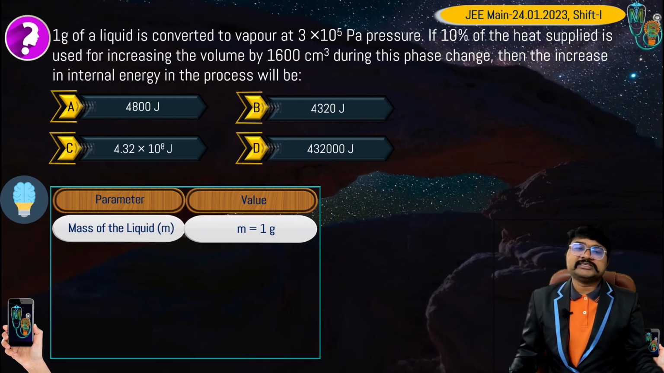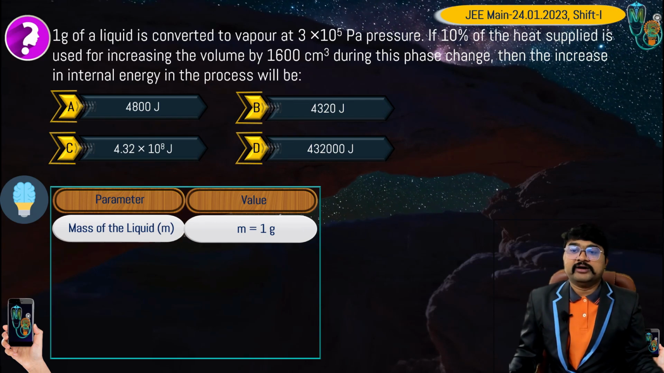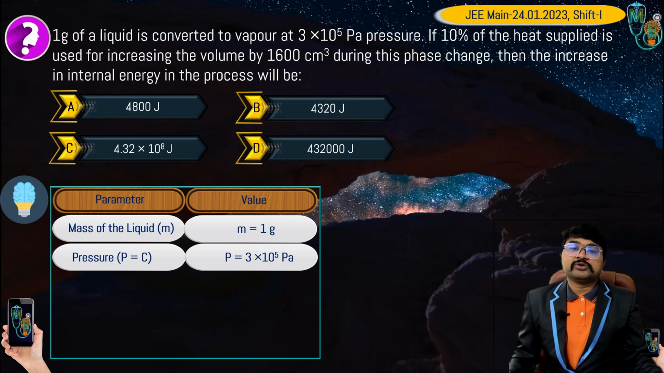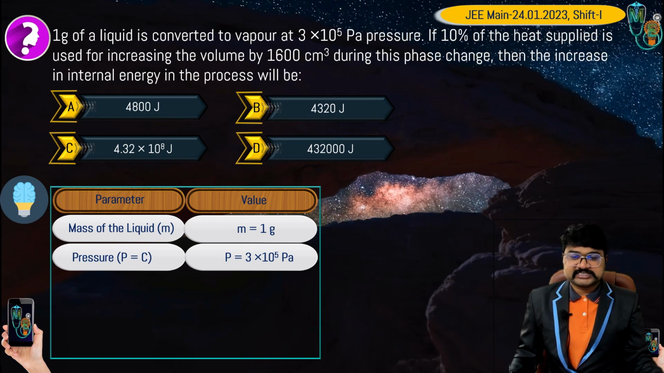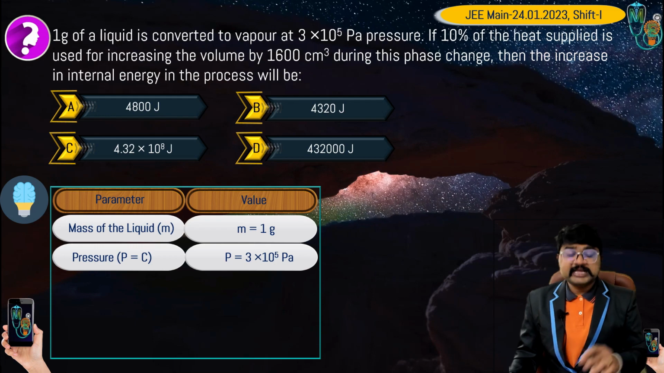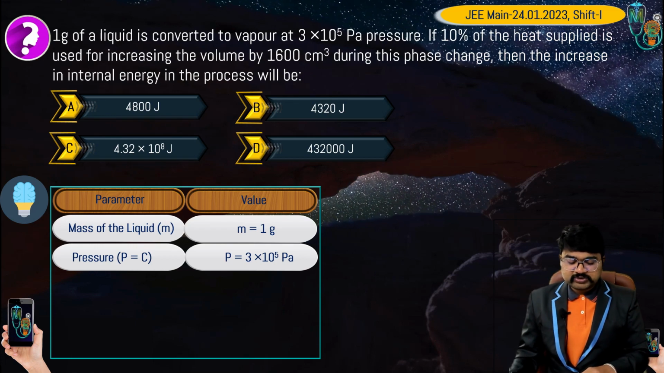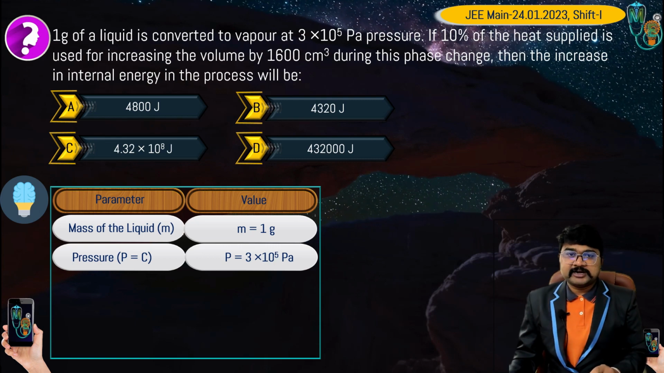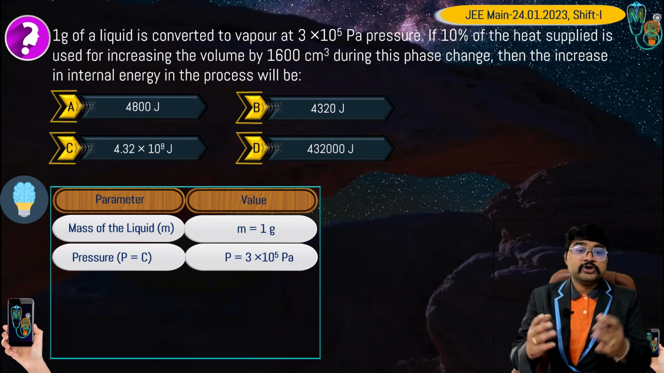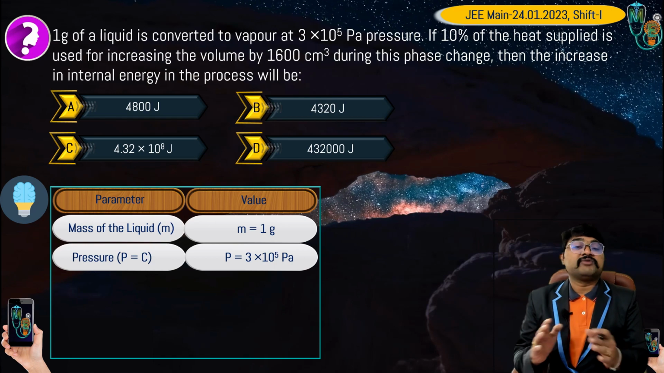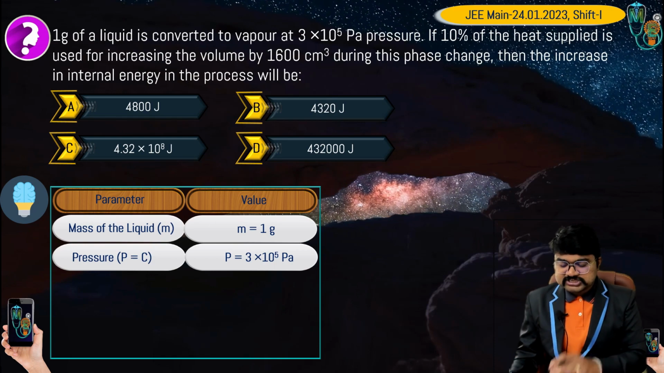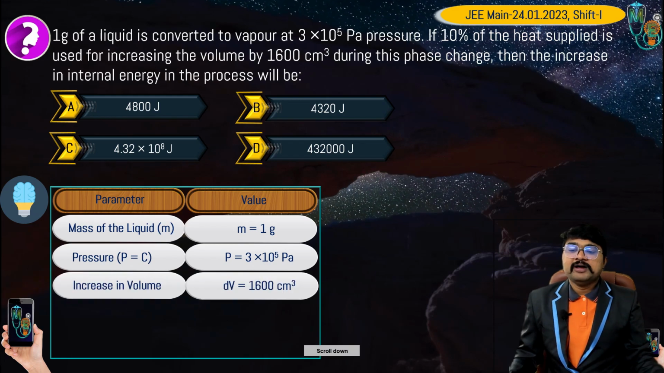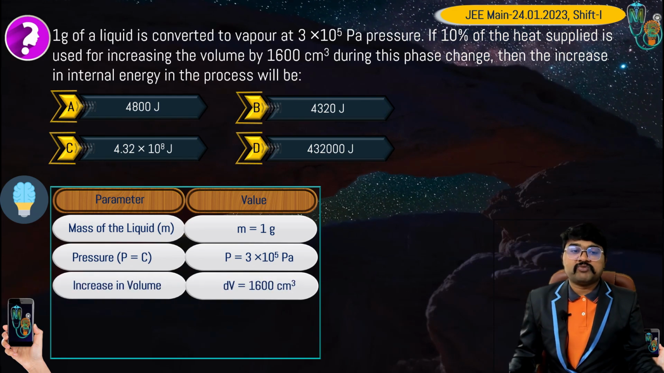See here, what is given? Mass of the liquid is 1 gram. Pressure P equal to 3 into 10 power 5 Pascal. This is 3 bar actually. At this pressure, phase change will occur. During phase change, pressure will be constant. At this constant pressure, liquid is converted into vapor. And one more thing, the increase in volume.